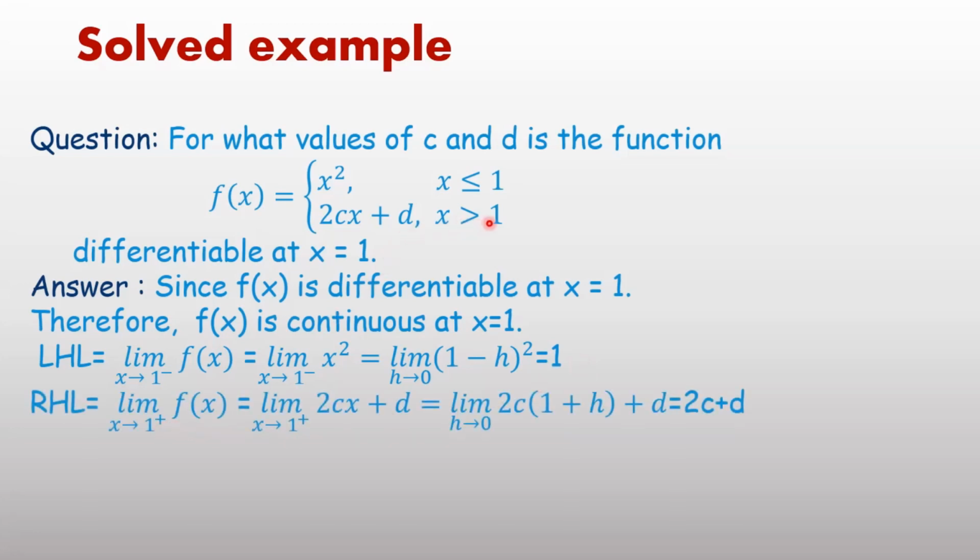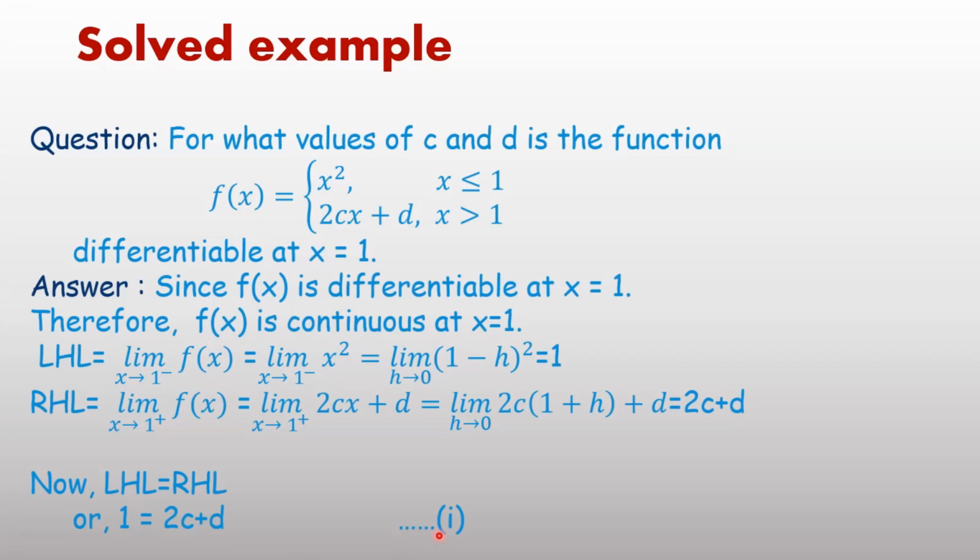If x is greater than 1, f(x) equals 2cx plus d. In place of x, write down 1 plus h. Simplify, 2c plus d. Since the function is continuous, the left hand limit equals the right hand limit. Directly you can write, the limit exists, so 1 equals 2c plus d.